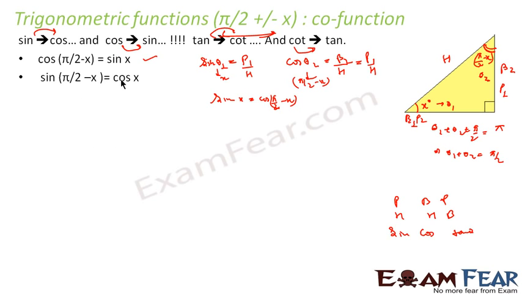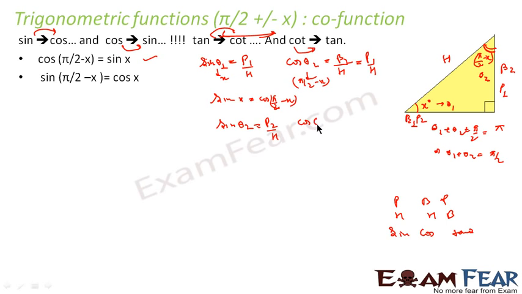Similarly, sine of pi by 2 minus x is equal to cos of x. We can prove this also. So sine of pi by 2 minus x is equal to sine theta 2. And sine theta 2 is equal to p2 by h, because sine theta is equal to p by h.